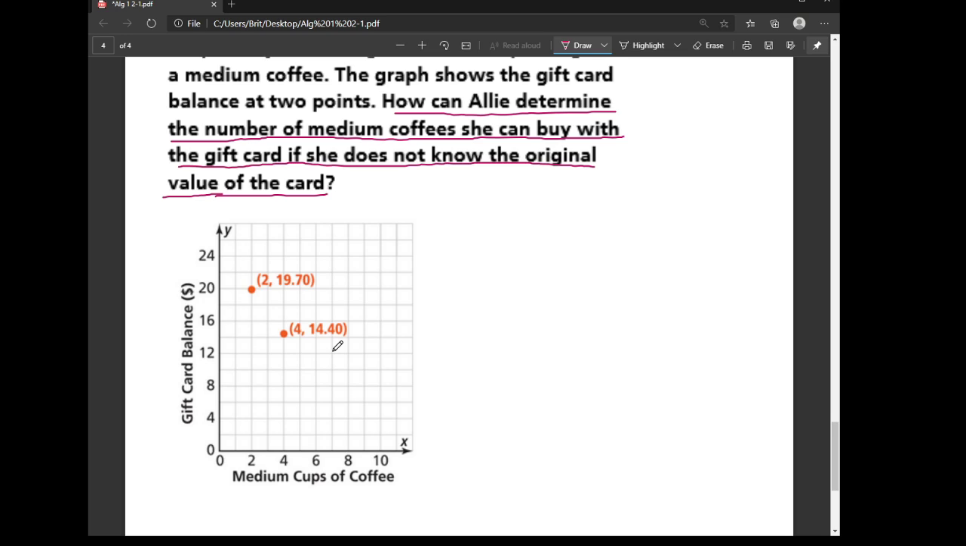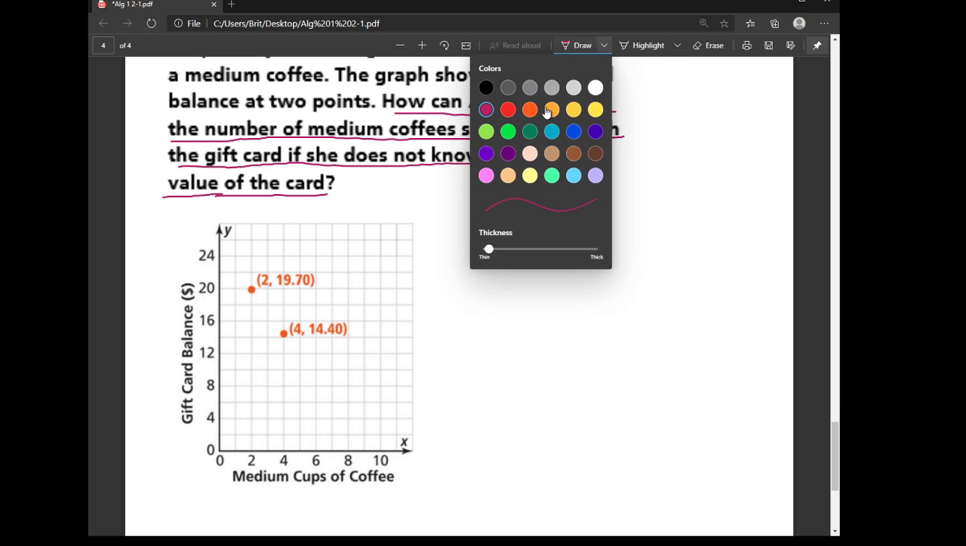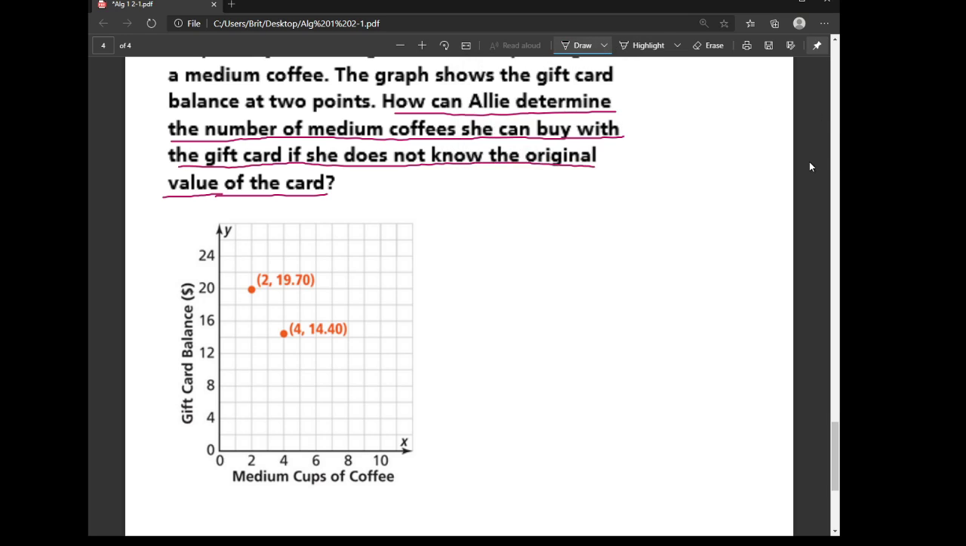Alright, so after 2 cups of coffee, Allie looked and saw that there was a balance of $19.70. And then after four cups of coffee, she checked her balance and it had $14.40. Now there's a couple of ways that we can do this. The first thing that we could do is use slope-intercept form.